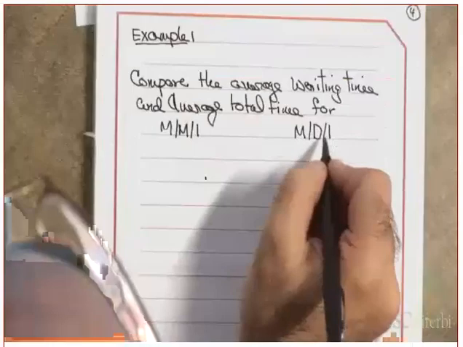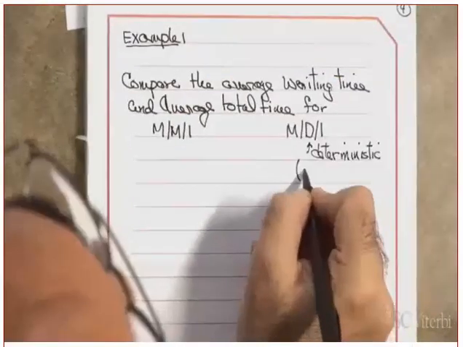Now, what is E of R? E of R is equal to lambda E of S squared over 2. Clear so far? Okay. What is E of S squared?